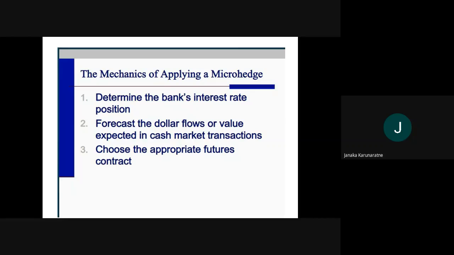Then what should I do? I should choose the right futures contract available in the market, which is best fitting for me, so that I can short the futures contract and have a gain in the futures market to at least partially cover the loss of 1,000 rupees. I may not be able to fully hedge, but at least partially I can cover my position.